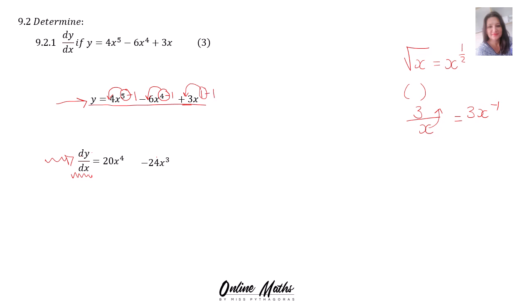So I just want to quickly show you what's going on here. When we subtract 1, we get 1 minus 1, which is 0, and then anything to the 0 is 1. And that is why that last answer, when you find the derivative, will just be +3. And then where's the marks? It's very obvious. 1 mark for each term.